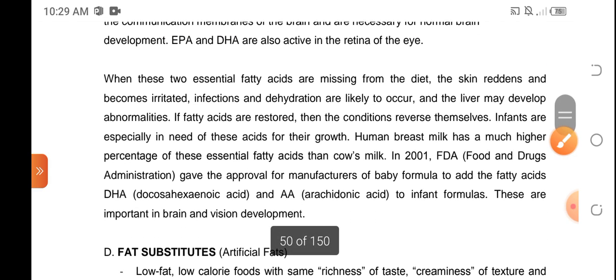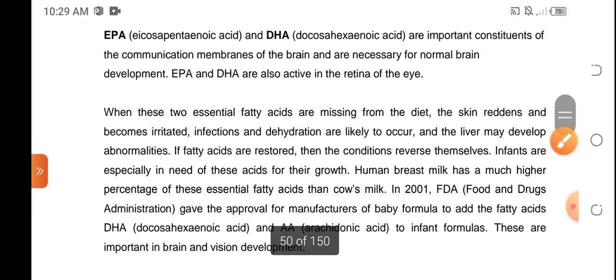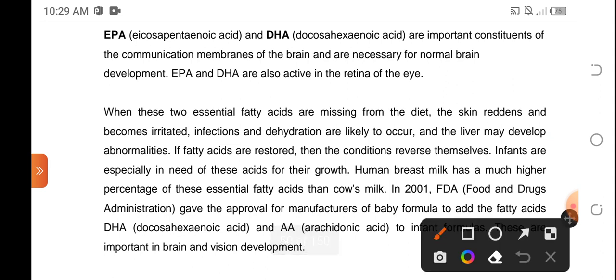Okay. When these two essential fatty acids are missing in the diet, so the linoleic and the linolenic, the skin reddens and becomes irritated. And so infection and dehydration are likely to occur. And the liver may develop abnormalities. However, if these fatty acids are restored, so nakuha na natin through diet, of course, the conditions will be reversed. So infants are especially in need of these acids for their growth.